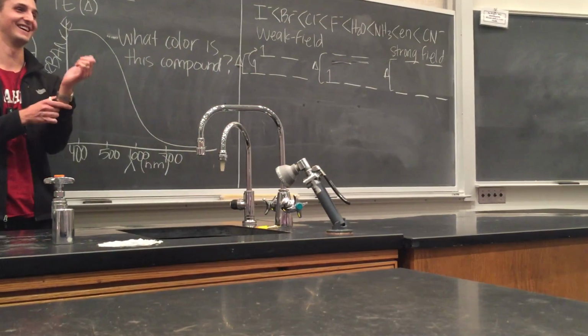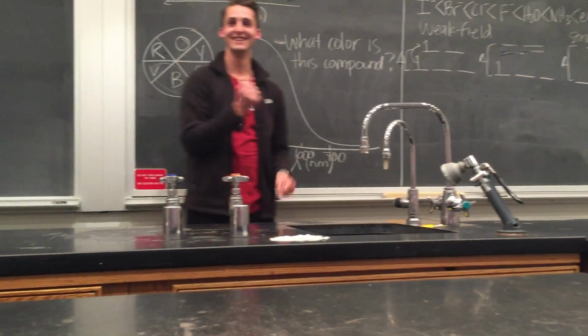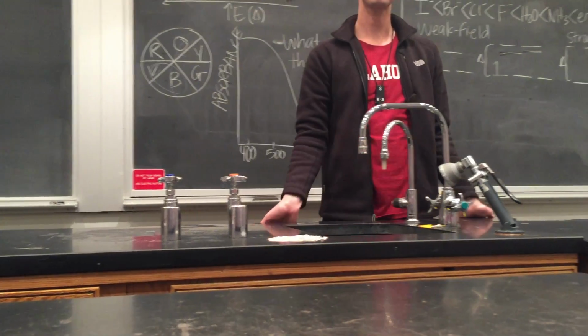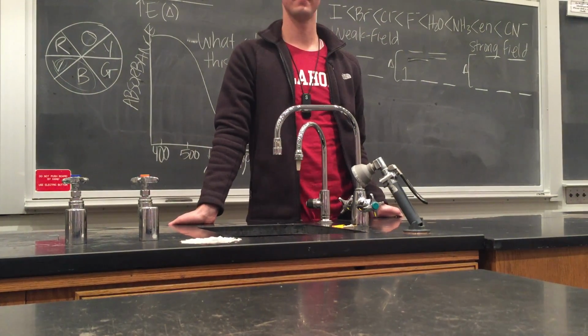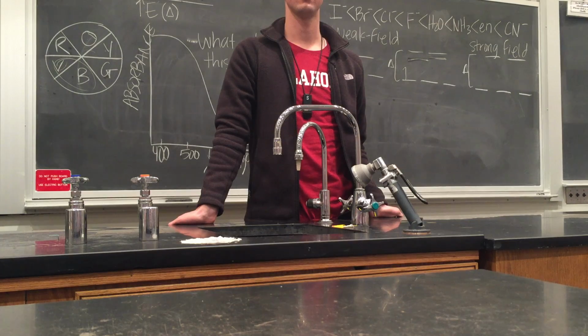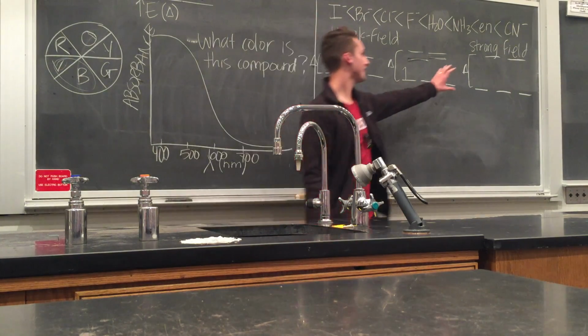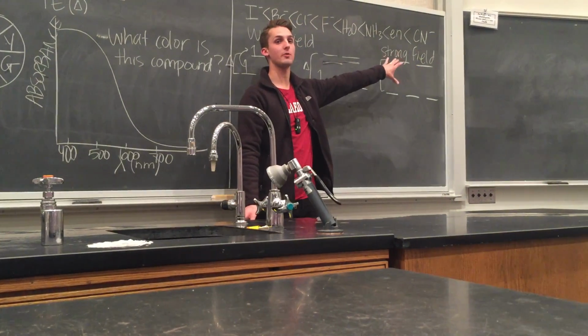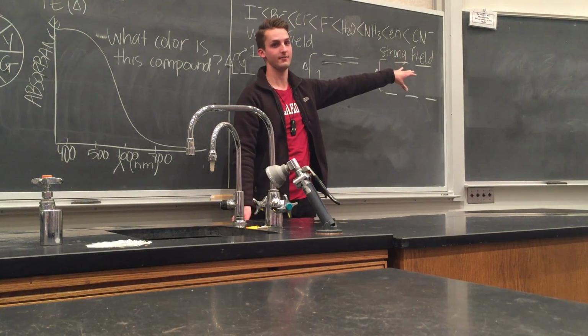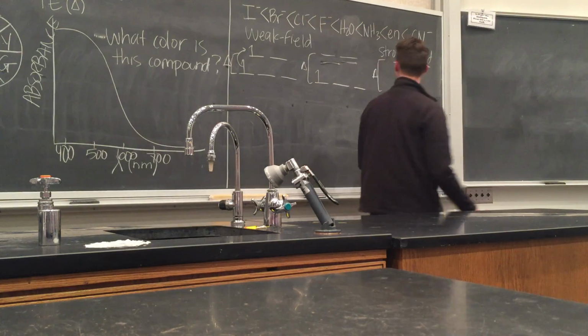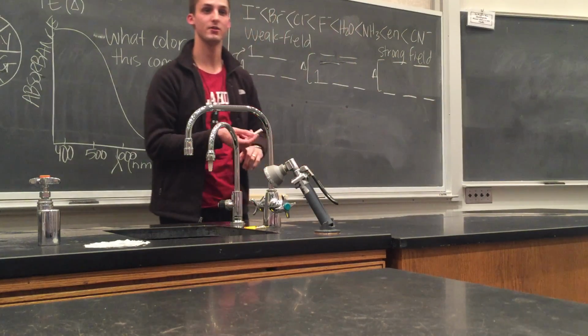I have a question for you. So that splitting energy is directly related to the wavelength of light. Correct. So high energy gap, this is going to absorb low wavelength light. Okay, there's one more thing we can talk about here with this series.